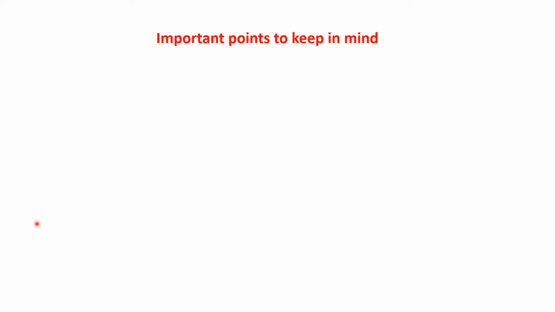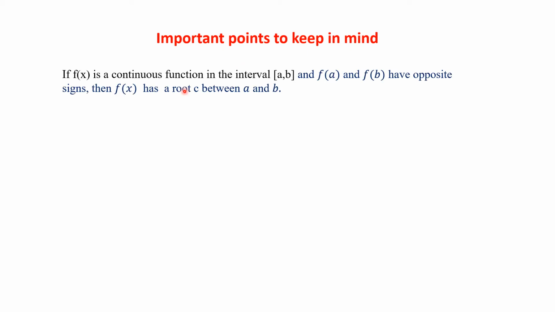These are some of the important points that we want to keep in mind. Number one, if f of x is a continuous function in the closed interval A comma B, and f of A and f of B have opposite signs, then f of x has a root C between A and B on the x-axis.